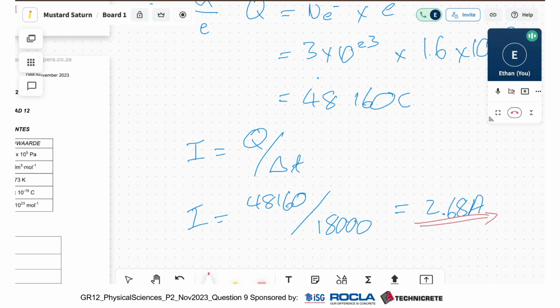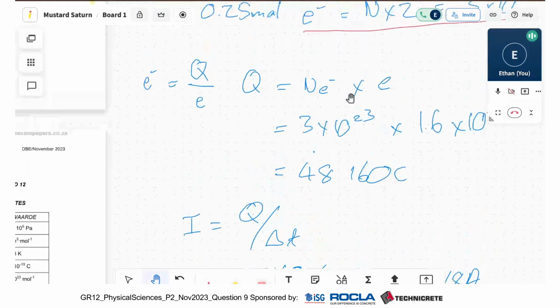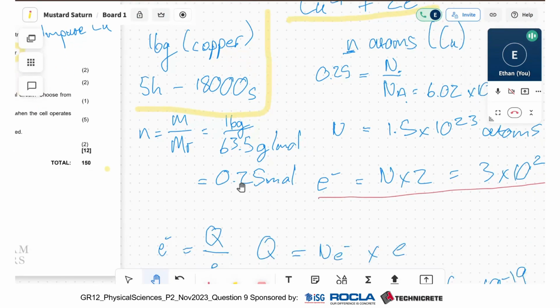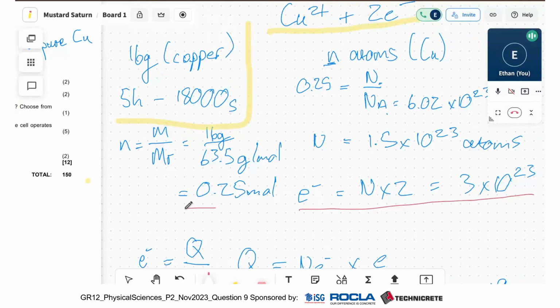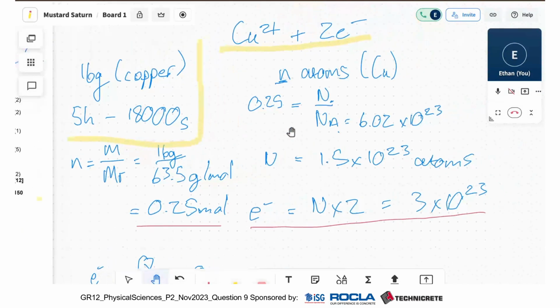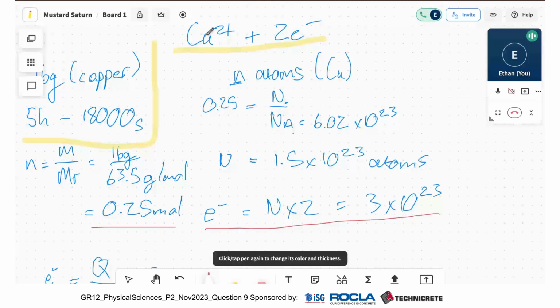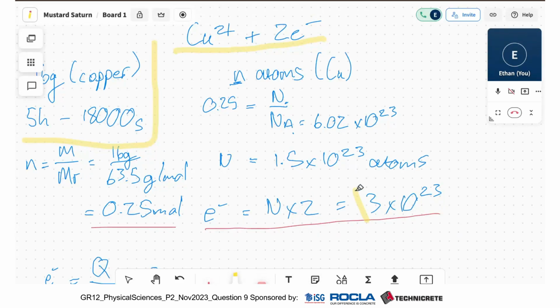Okay, so lots of steps here. I always first like to write down the information we're given. And then because we're given the mass of copper, let's get it into moles. Once we have the moles, let's get the number of copper atoms. But then we must remember that we need 2 electrons per atom. So multiply the number of atoms by 2 to get the number of electrons.